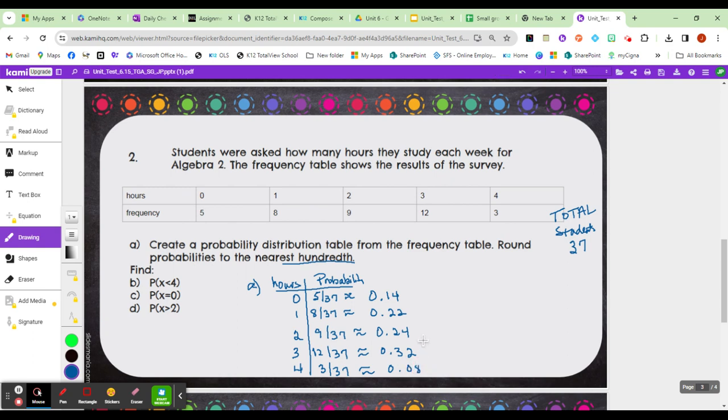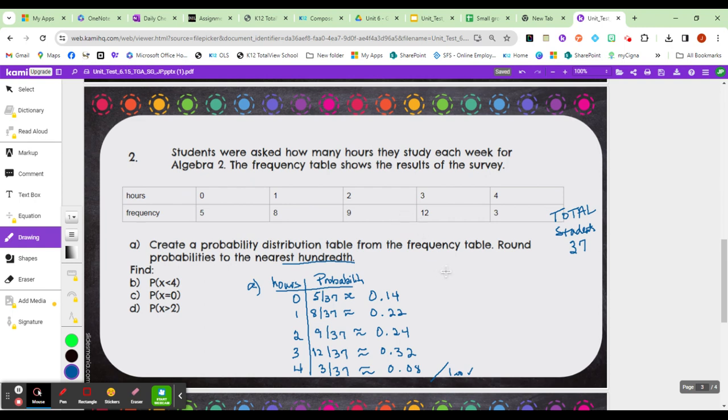Now, to double check myself, these all have to add up to be 1. So I'm going to add them up very quickly just to make sure that I did not make a mistake, because I make mistakes all the time because I'm a human being. And I added them up and I got 1. Okay, so that's a check for me. That makes me feel a little bit better.